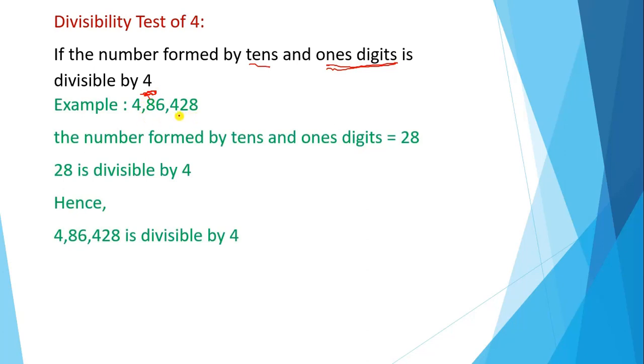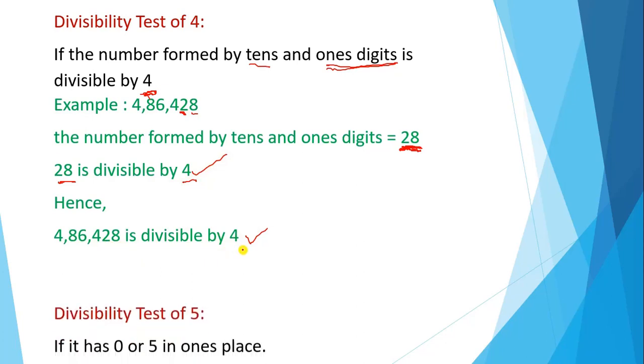If you take the example of 4,86,428, in the tens place we have 2. I took that 2 and wrote it here. We have 8 in the ones place. I took 8 and wrote it here. These two, the ones and tens places, form the number 28. This 28 is divisible by 4. Therefore we will say that this full number is divisible by 4. Means 4,86,428 is divisible by 4.